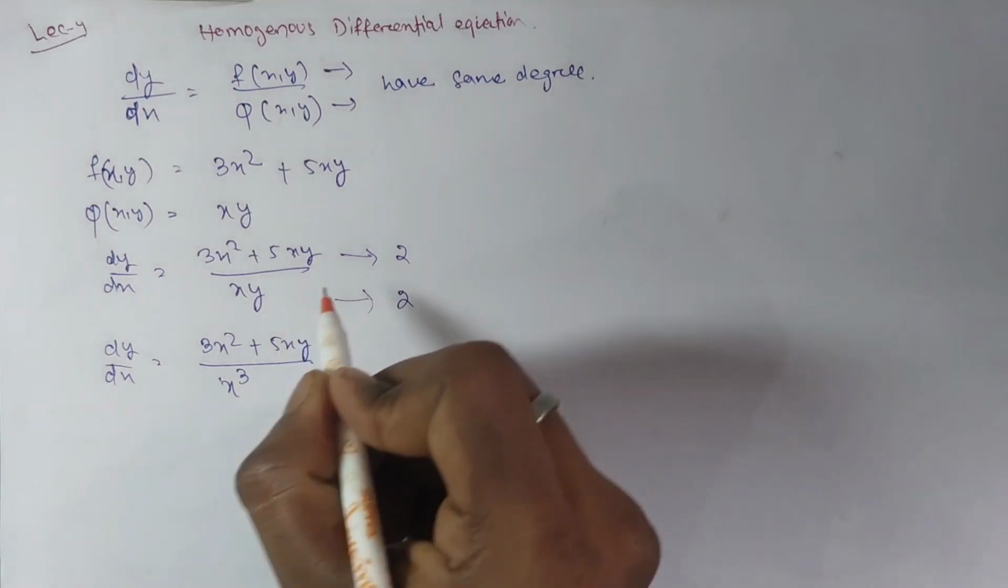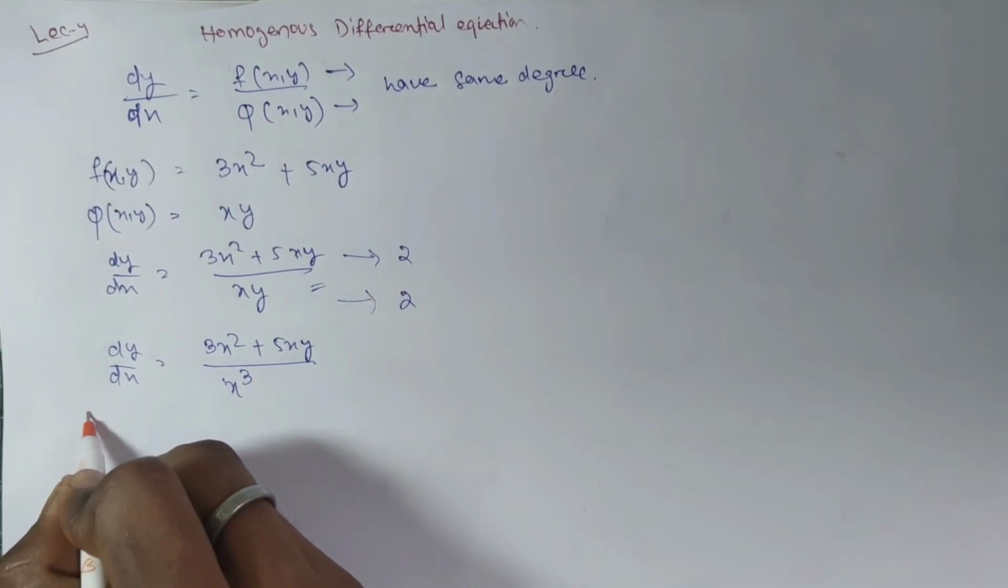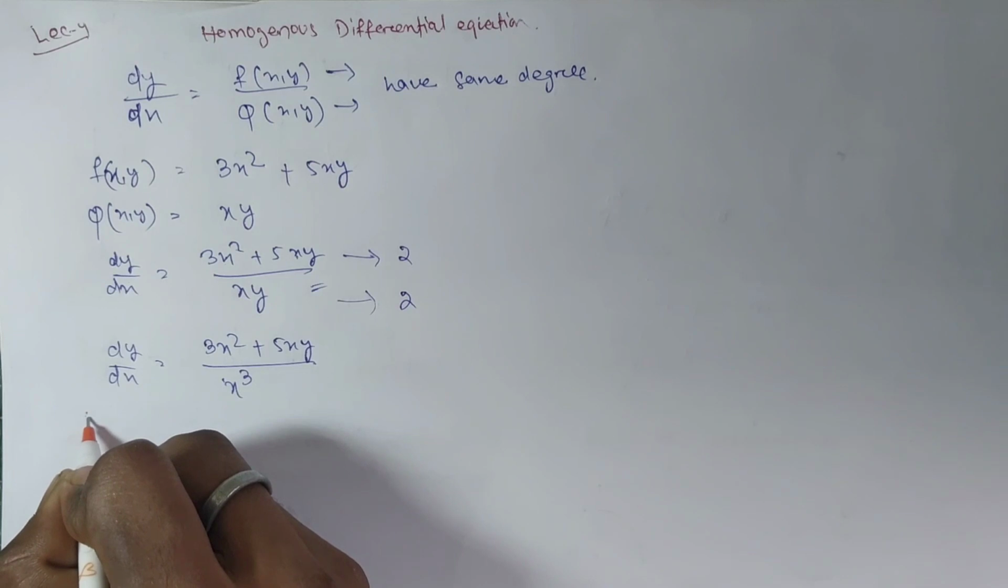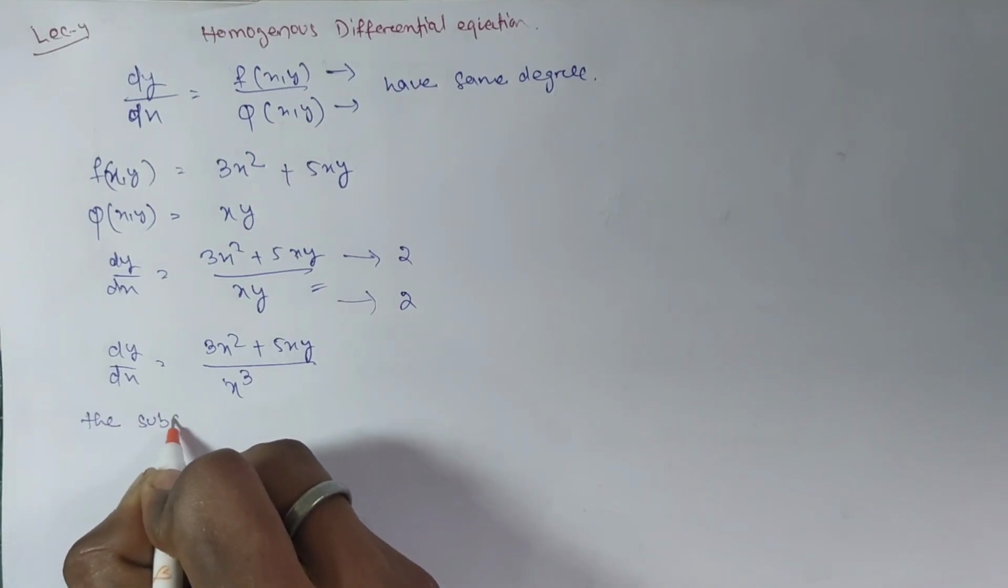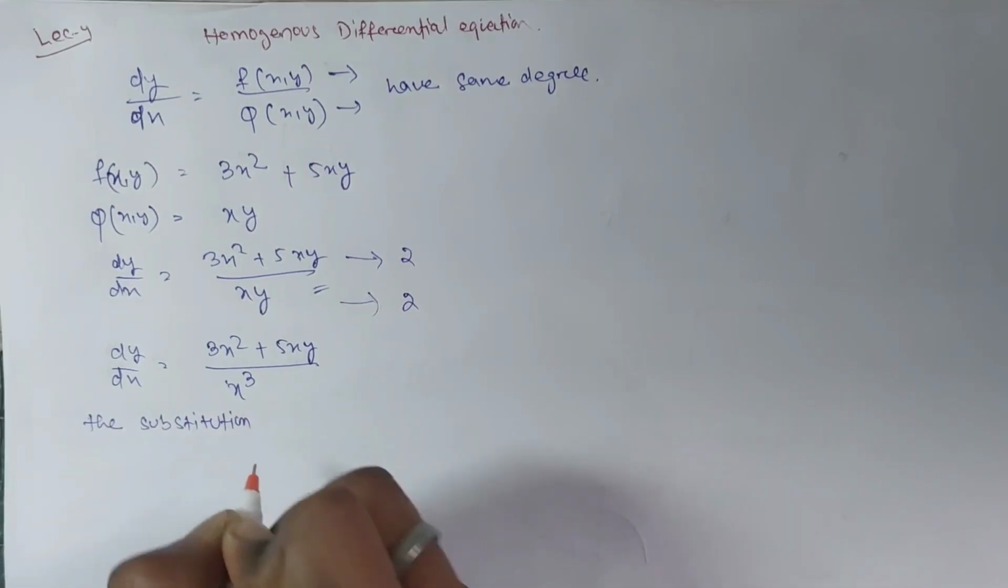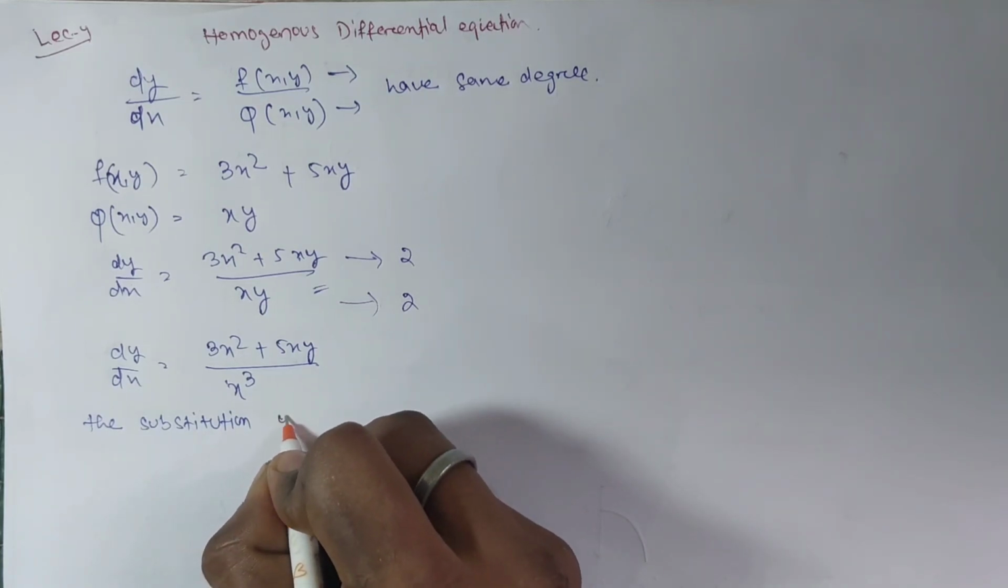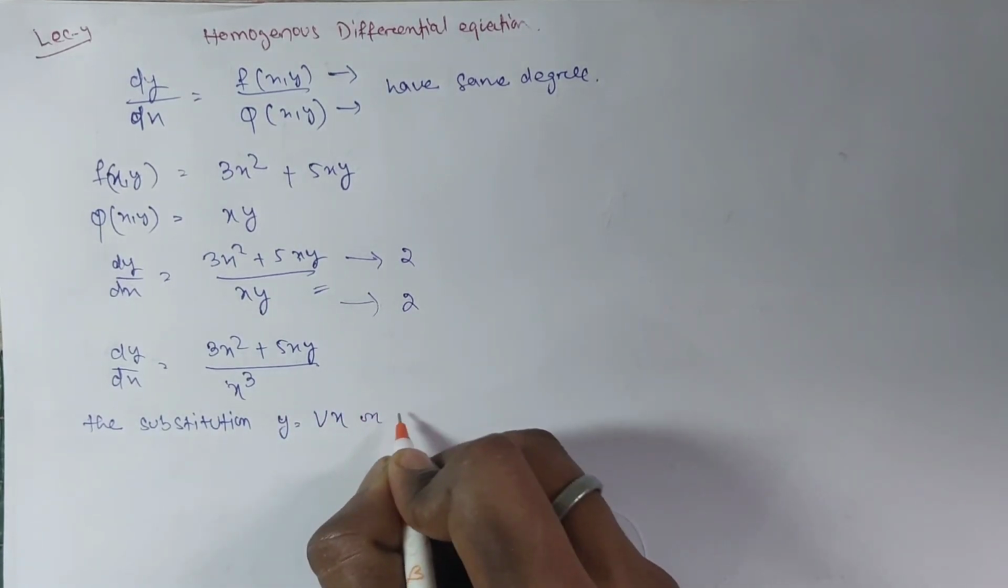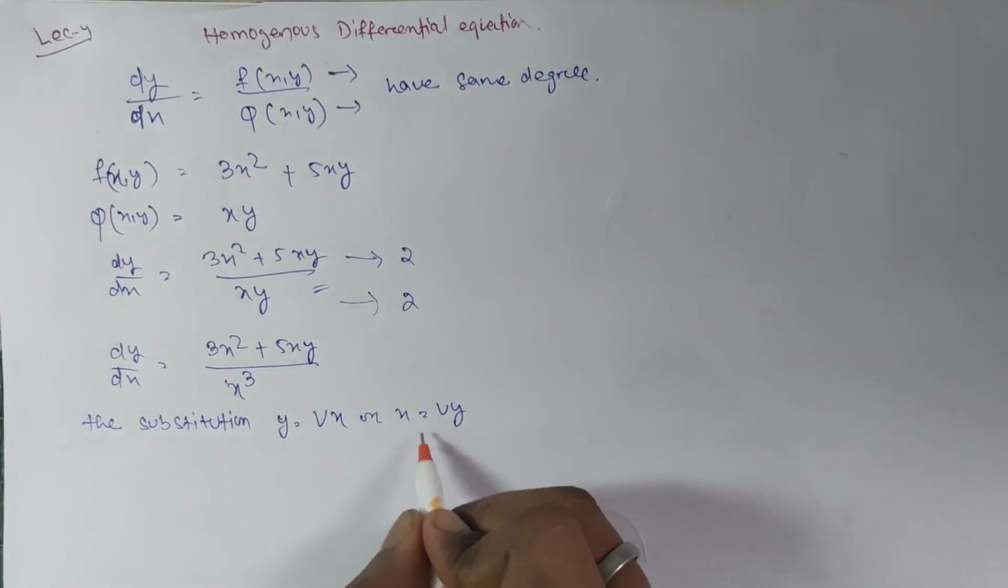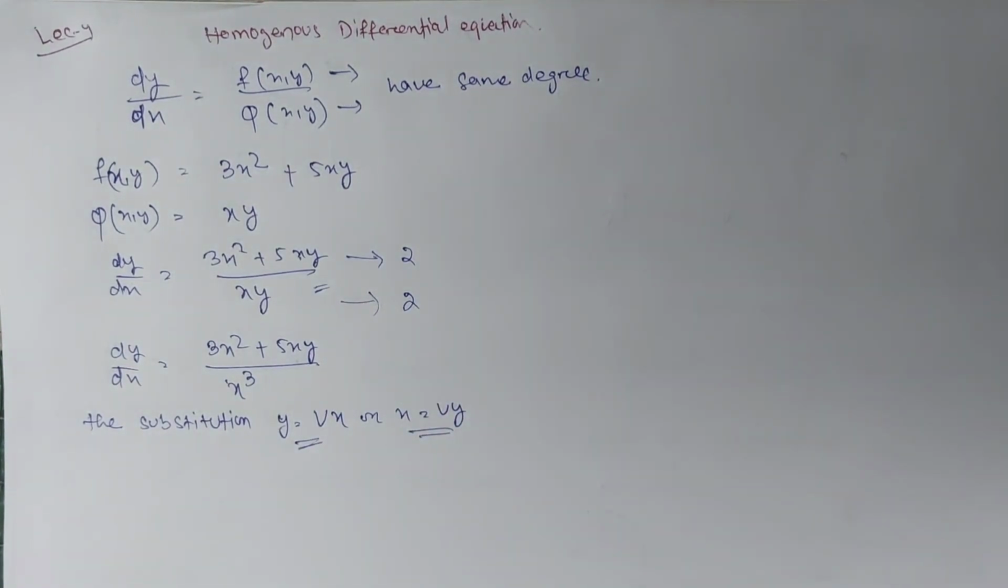To solve this type of equation we have to use a substitution, like y equals vx or x equals vy, which depends upon the situation, on what type of equation it is. So let's take an example and see how it works.